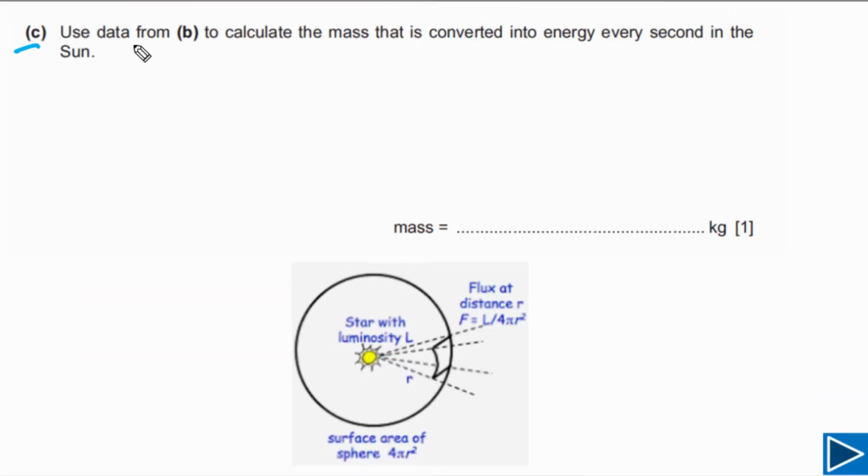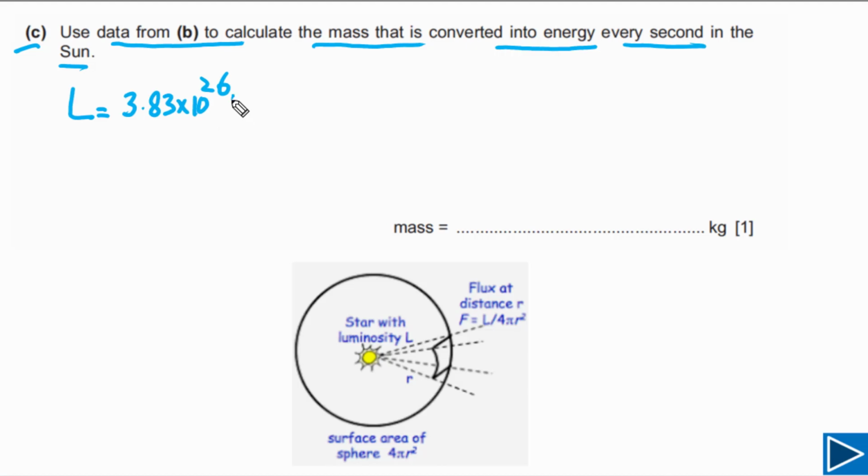For part C, the question is asking us to use data from B to calculate the mass that is converted into energy every second in the sun. The luminosity of the sun is given, and it is 3.83 times 10 to 26 watts. It simply means that this is equal to 3.83 times 10 to 26 joules per second, meaning the sun is emitting this amount of energy per second.